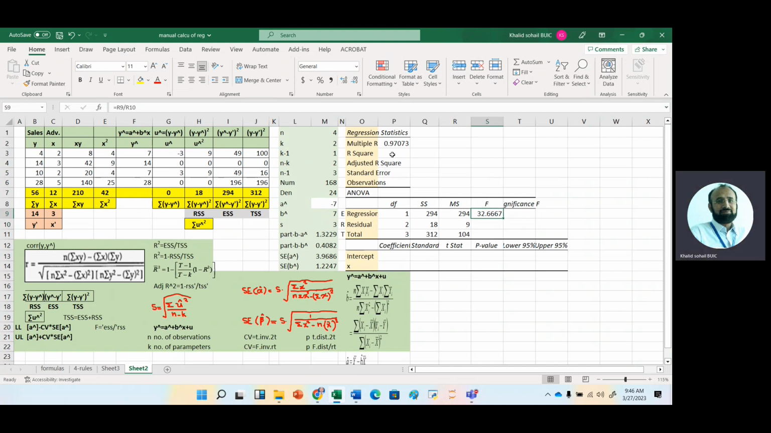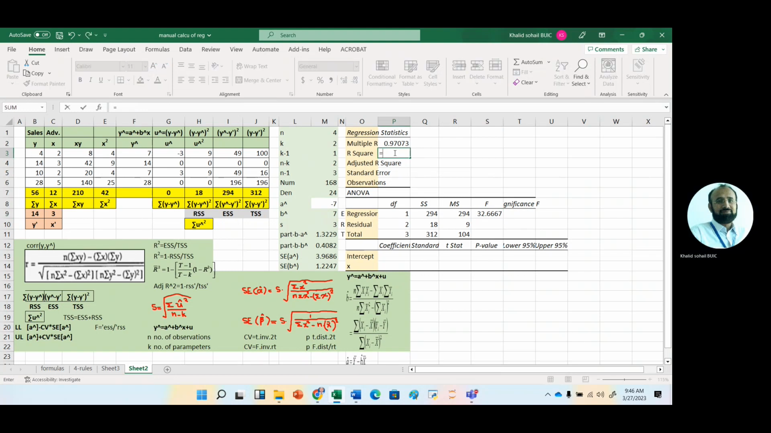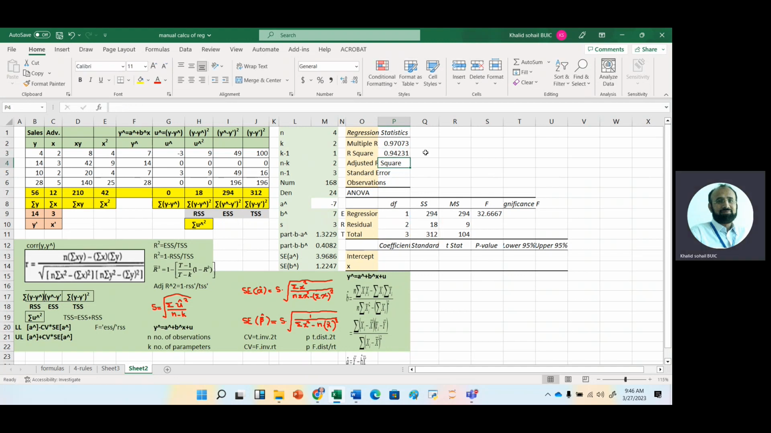Now to get R square, here we have two formulas for R square: ESS by TSS, or 1 minus RSS by TSS. So we can get ESS, this one, divided by TSS. Or we can get it as 1 minus RSS by TSS. Here is RSS divided by TSS.